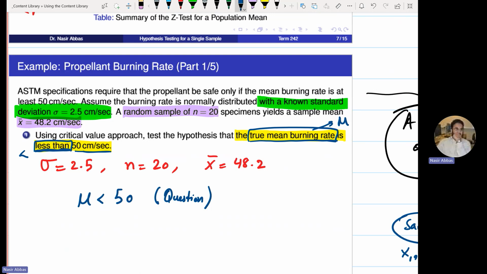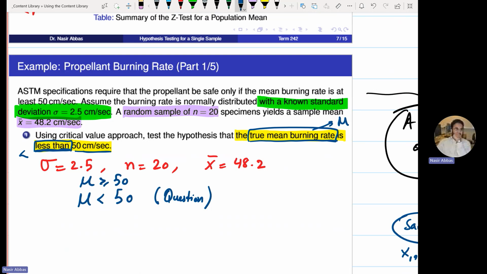What is the opposite of this statement? Less than 50. What is the opposite of less than 50? Greater than or equal to 50. Now we got two statements like we did in the previous class. We said that we will read the statement of the question and write it. Then we will write the opposite of that statement.